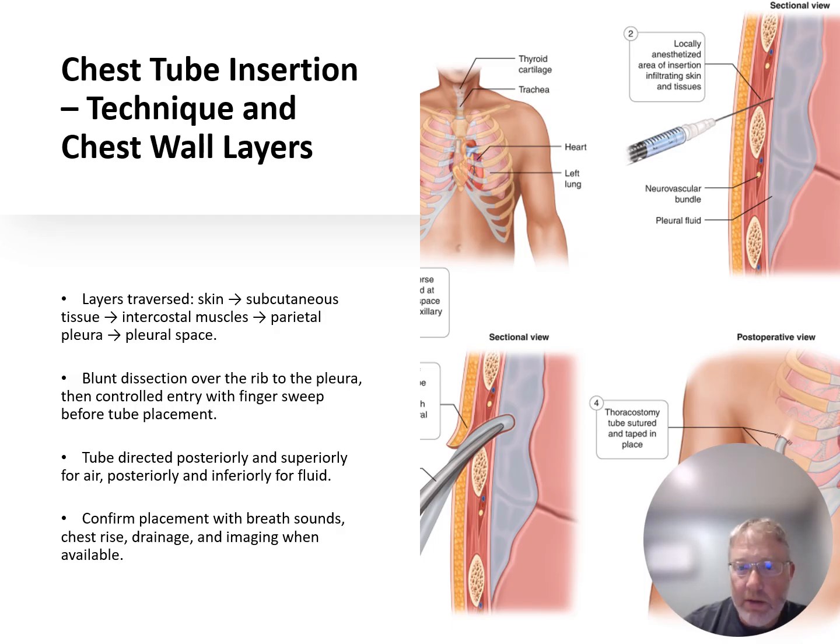Only then is the tube advanced, typically posteriorly and superiorly for air, or posteriorly and inferiorly for fluid, depending on what the underlying issue is. Placement is confirmed by a number of things, so use your clinical assessment: improved breath sounds, chest rise, appropriate drainage into the chest tube system, and imaging if you have it available.